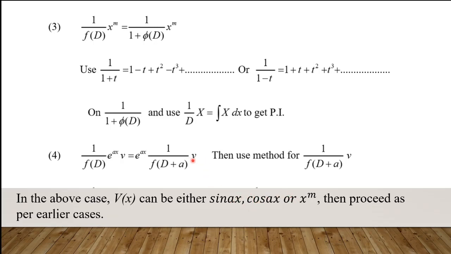Why can it not be e to the power x? Because e to the power x and e to the power x will hold together and give you again one exponential term, and then it becomes case number 1. So here only three possibilities are there: sin ax, cos ax or x to the power m. And once this is done, the exponential term's job is over.